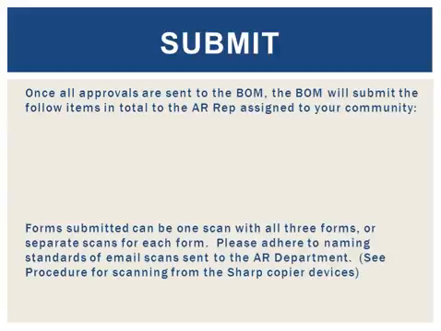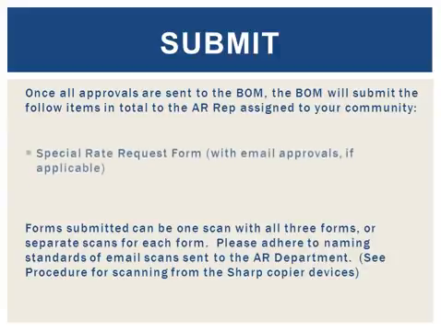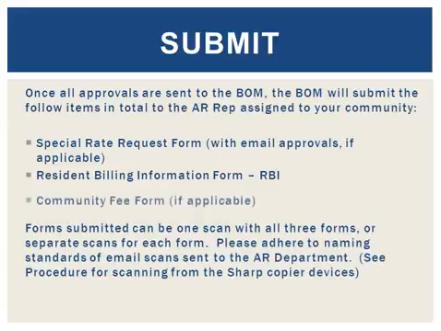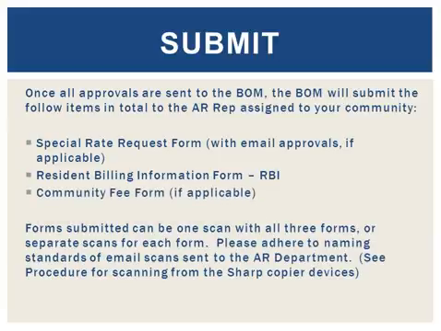When you do your submission, the items that need to come along with that are the special rate request form with all the email approvals, if applicable, the residential billing information form, known as RBI, and the community fee form, if applicable. When I use the term if applicable, it's just that. If you've already sent in your community fee form, which many of you do ahead of time, then obviously you do not need to submit it at the same time that you're submitting the RBI. We don't want you to do duplicate work.